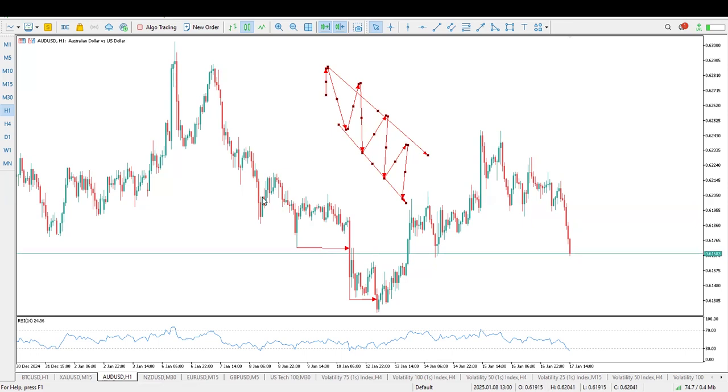Now, it moved up a little to form a lower high. Please follow my cursor. Then it moved down again to form a lower low. After forming a lower low, it moved up a little to form a lower high. Then it moved down again to form a lower low. Then it moved up again to form a lower high, and it moved down again to form a lower low. So this is what makes a downtrend.